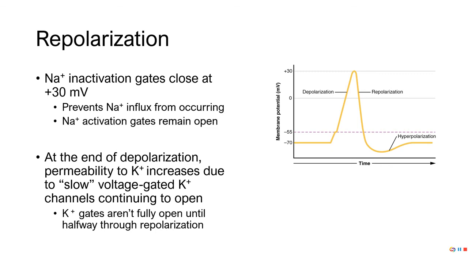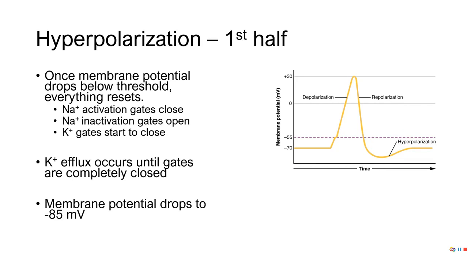However, we aren't back to resting potential at that point. Instead, the neuron now experiences hyperpolarization. Hyperpolarization means to become more negative. The membrane potential becomes more negative because the gates reset. The sodium activation gates close quickly, the inactivation gates open quickly, but the potassium gates close slowly. And so during the first half of hyperpolarization, the slow closing allows potassium to continue to leave the cell through these voltage-gated channels. And these channels don't actually fully close until membrane potential gets down to negative 85 millivolts.